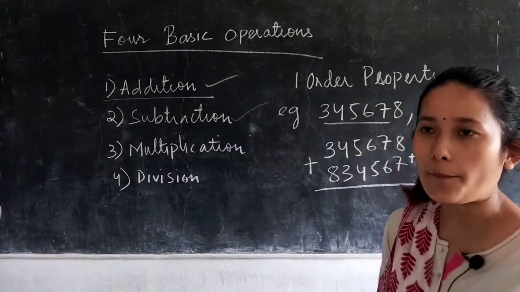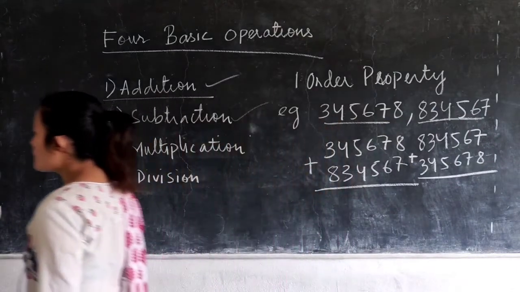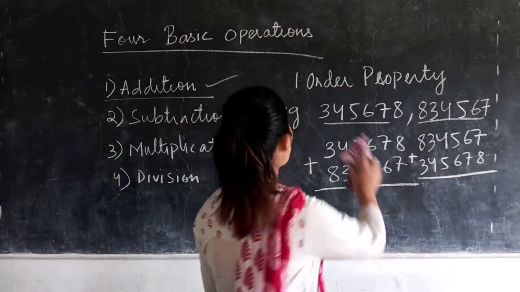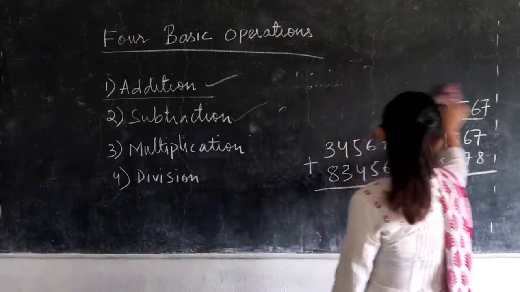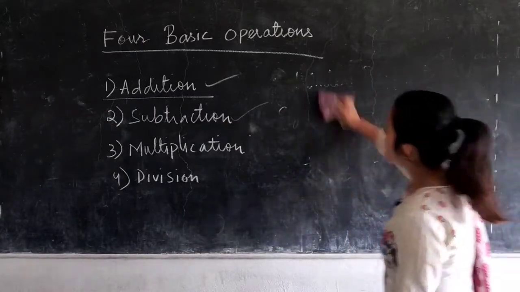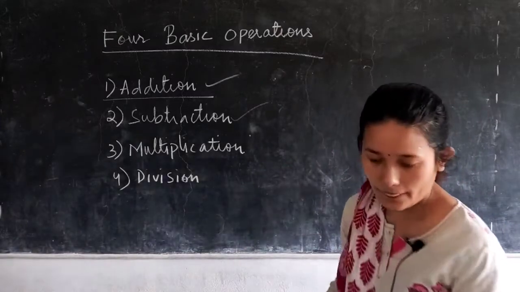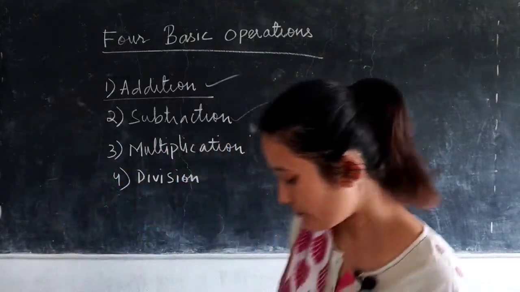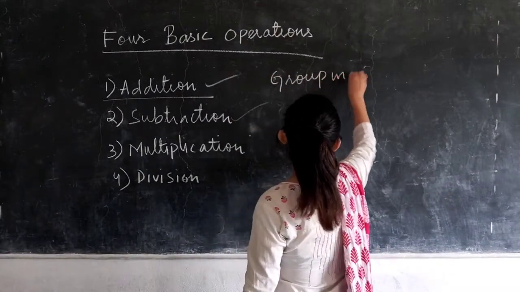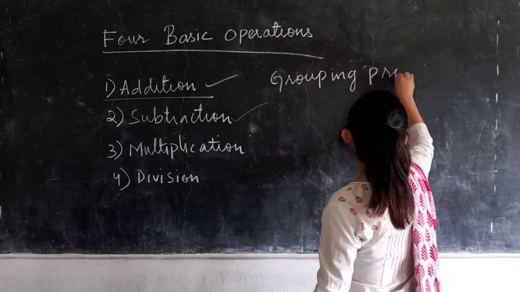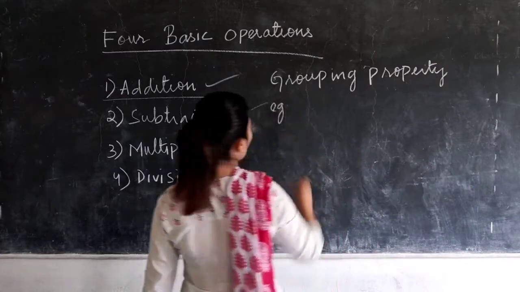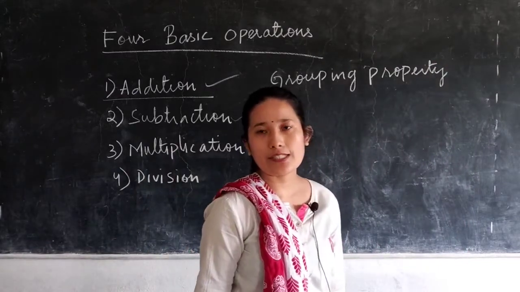Okay, now next one is your grouping property. Now grouping property applies if you are given more than 2 sets of number. If you are given more than 2 sets of number, then this grouping property applies. Now what does grouping property imply? So let's take one example. I'll just give you 3 sets of 4-digit number.